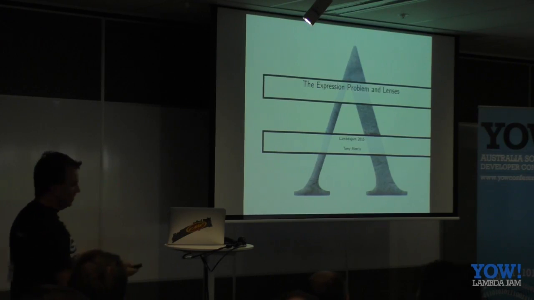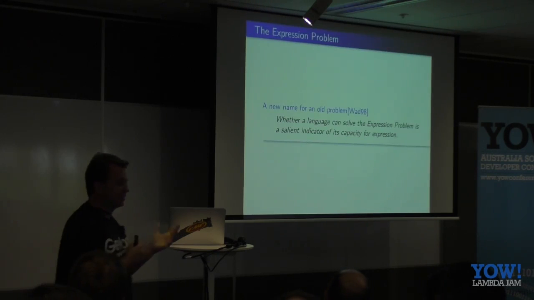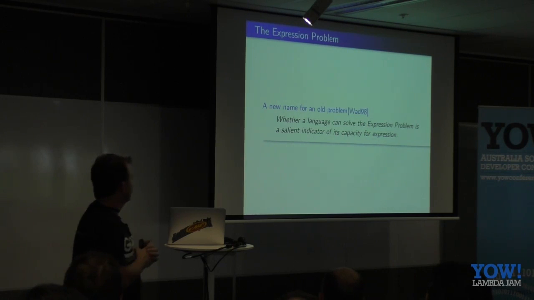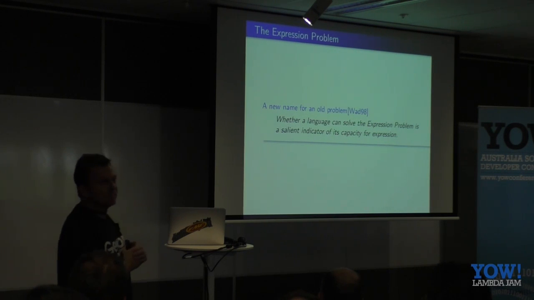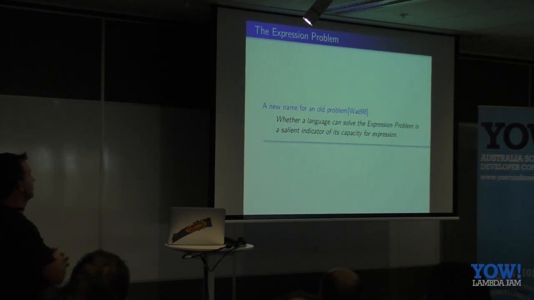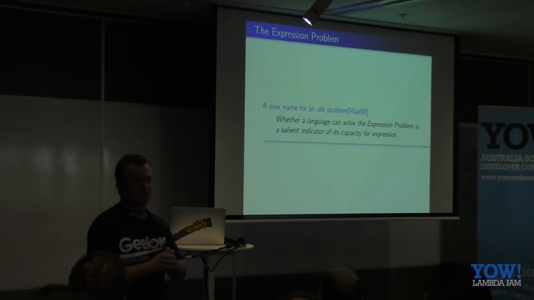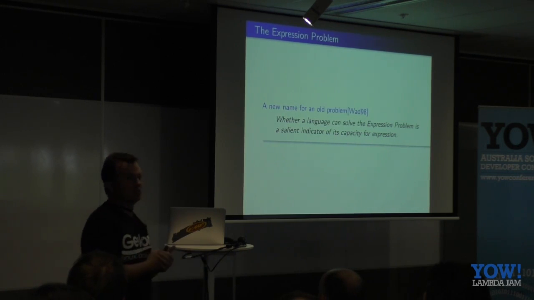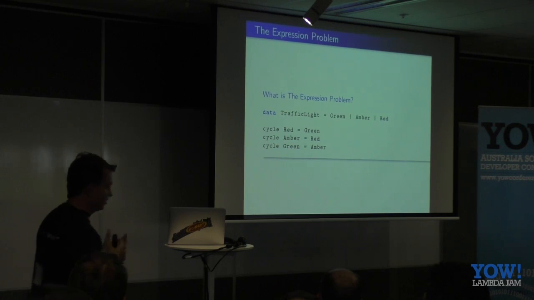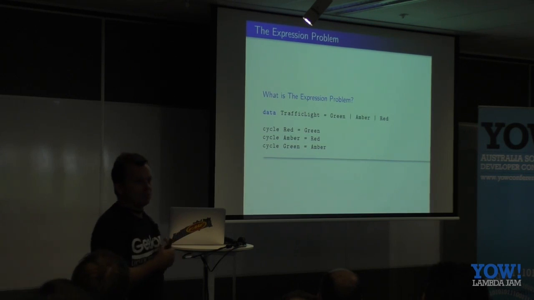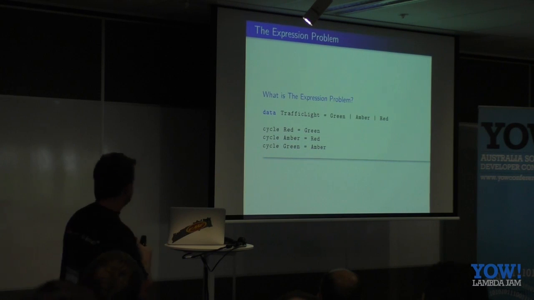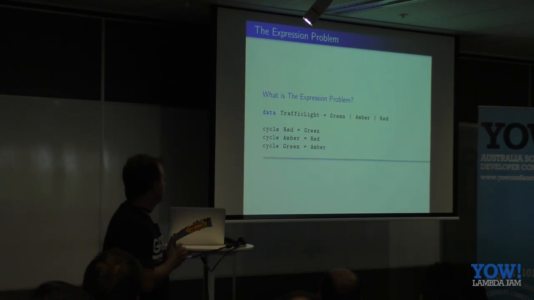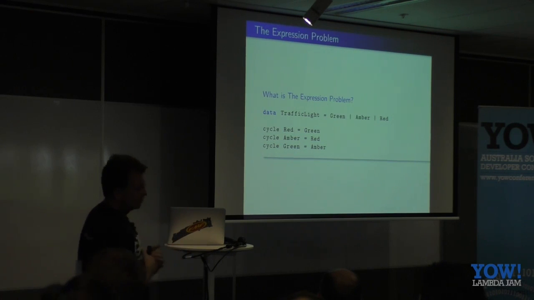So I'll tell you first of all about the expression problem. Wadler said that it's a new name for an old problem, and whether or not a language can solve it is an indicator for its capacity for expressing, I guess, working towards solving this problem. For those of you who don't know what the expression problem is, I'll tell you. We have this data type here, the traffic light. It's either red, green, or amber. And we cycle through the traffic lights.